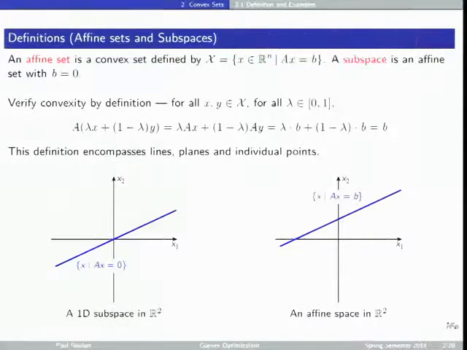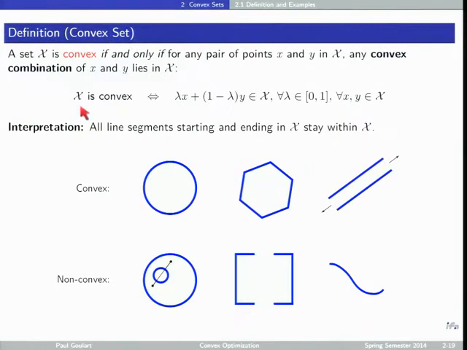A set is convex if and only if for every x and y that you pick, so you pick 2 points and call them x and y, any convex combination of x and y is in the set. A convex combination is where you take your 2 points, pick a number between 0 and 1, call it lambda, multiply the first point by lambda, and multiply the other point by 1 minus lambda.